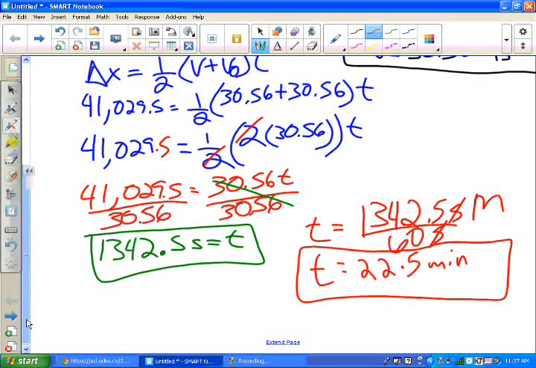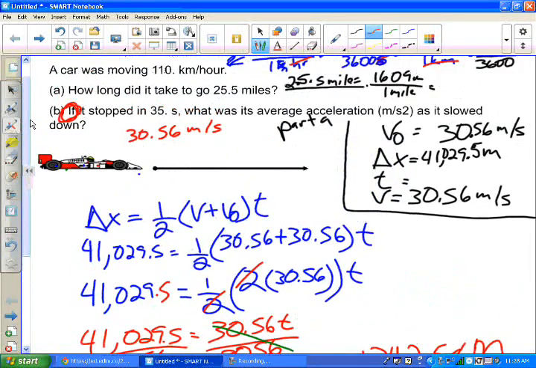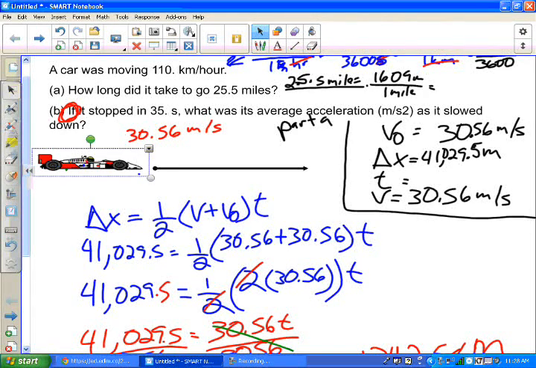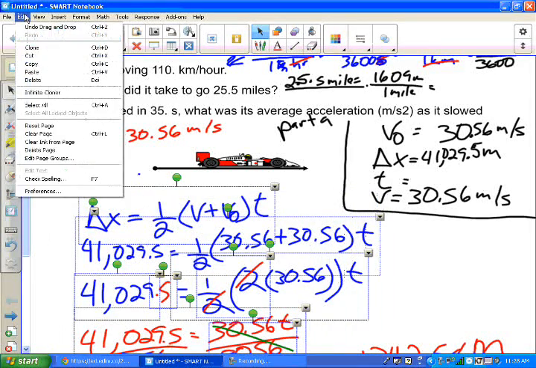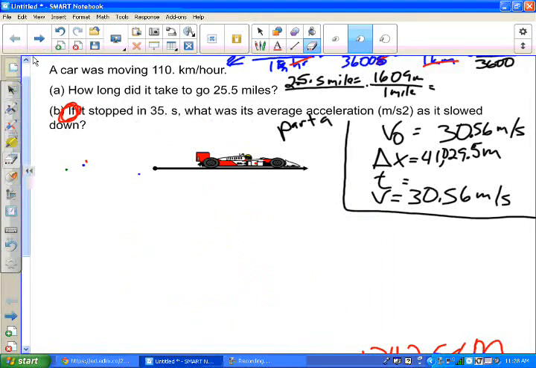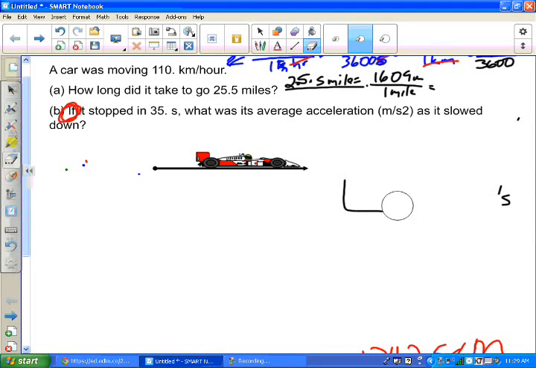Part B says if the car is to stop in 35 seconds, what is the average acceleration needed to slow down the car? So now part B is a completely different scenario than part A. In part A the car travels at a constant velocity, and we're figuring out how much time it would take at that constant velocity to reach a certain distance. In part B, the car is traveling, then it slows down to a stop. So it's really like two problems in one. All this information we don't really need, so we'll erase it, and we're starting with all brand new stuff.